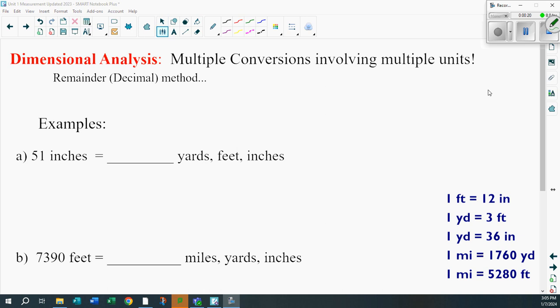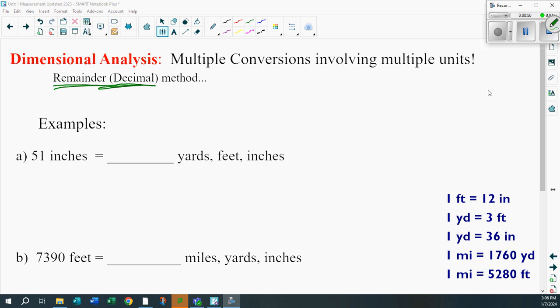So this ends up being a remainder. This is the remainder decimal method I'm going to teach you right now. Take a look at this question. It says 51 inches. Now, most people probably can do this in your head. If you talk to your grandfather who grew up in the Imperial system, he can probably tell you this right off the bat. But we're not as familiar with this as our grandparents would be. So I've got to show you a different method of doing this.